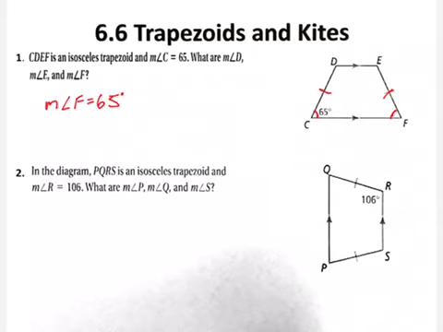The other thing we know is that these are parallel sides. So these two angles here would be same side interior. So they're supplementary. So to find the measure of angle D, all we need to do is subtract 65 from 180. So in that case, angle D should be 115. And angle D and E are base angles of the isosceles trapezoid, so that means angle E is also 115.